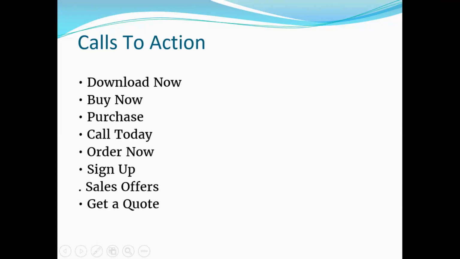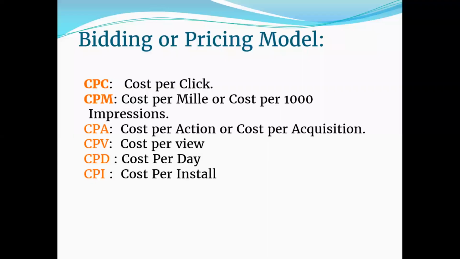Why? Because there are a complete five categories: search, display, mobile, video, and shopping network. See here, bidding and pricing models. So what kind of pricing models will there be? One is called CPC, cost per click. Next is cost per mille: we can watch that ad 1,000 times and it will be charged to the user. This one is CPA, cost per acquisition or action.